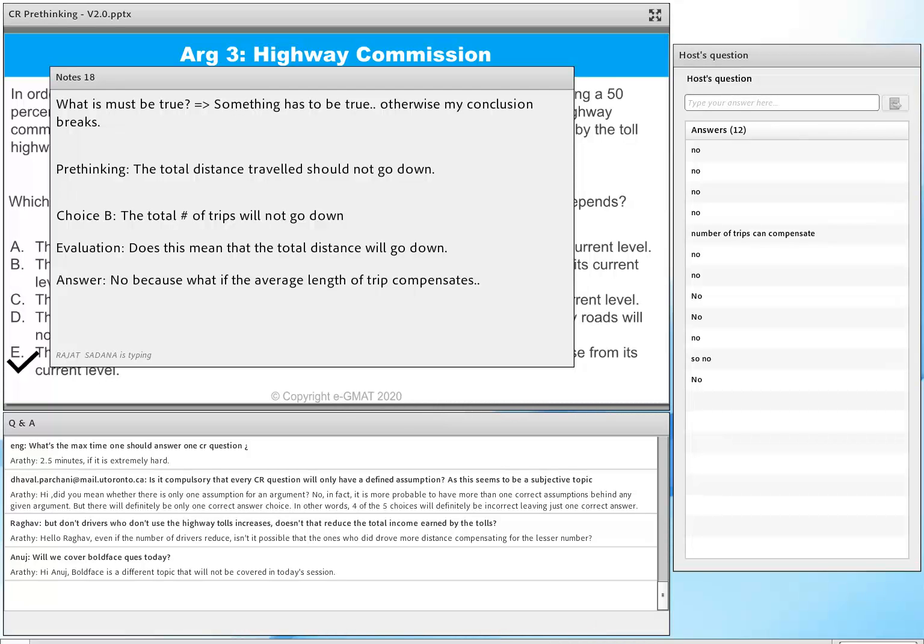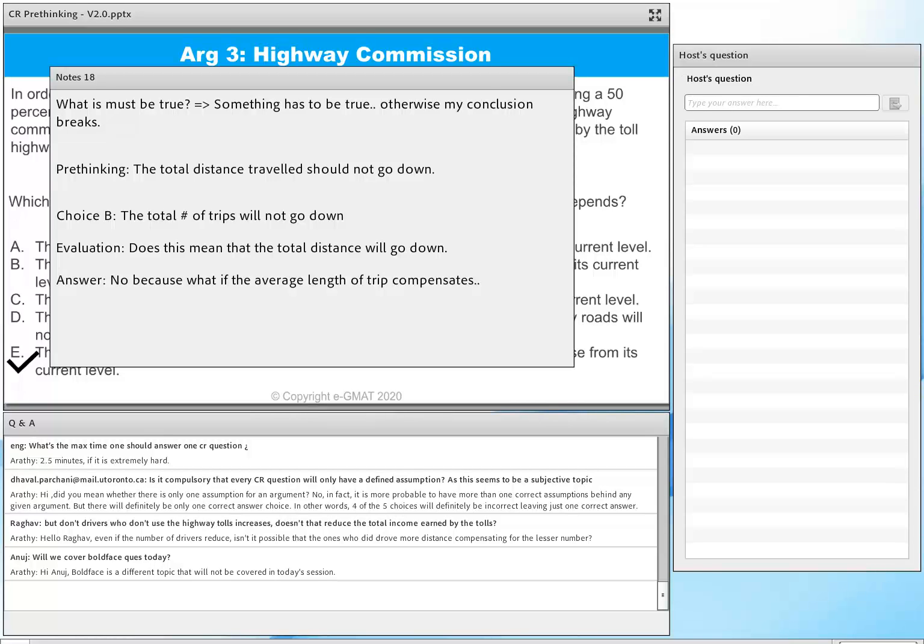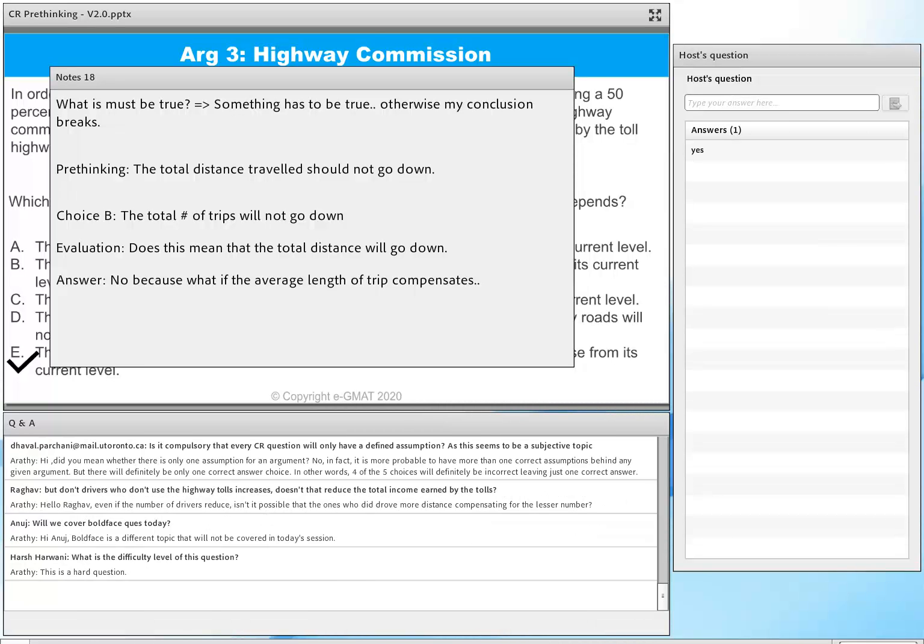Okay. The average length of the trip can compensate. People who are confused with choice B, is that clear? Right. And the same reason goes for choice C as well.